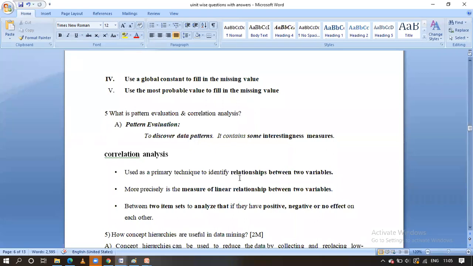When analyzing between two sets of data, if the analysis result is positive, it means that when one increases, the other also increases. Negative means one increases and the other decreases. No effect means there is no relationship between the two items. Whenever correlation comes into the picture, there is a relationship between the two variables, normally represented in the form of a line equation.